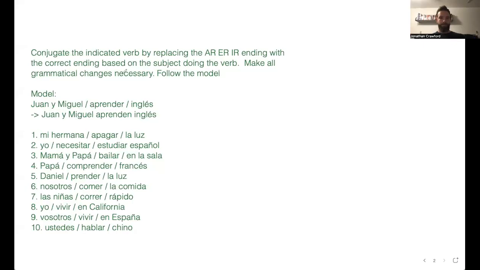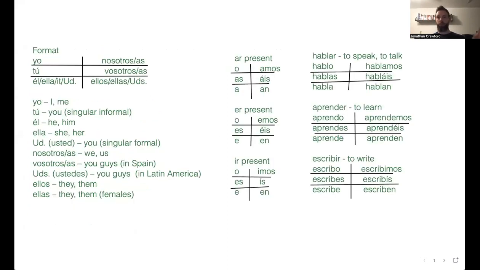All right, let's get back to this exercise. So, Juan y Miguel aprender inglés. Juan y Miguel aprenden inglés. And so notice it's an ER verb and it's changed to an EN, aprenden. Why do we do that? Because it's Juan y Miguel, which means Juan and Miguel.